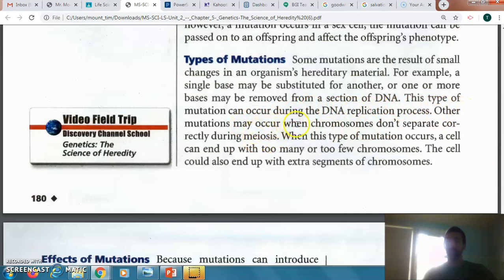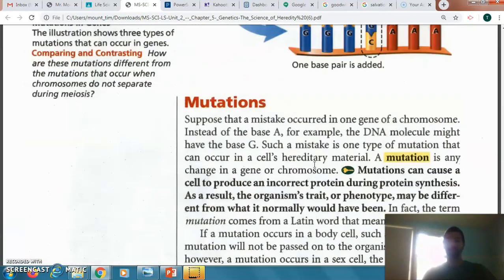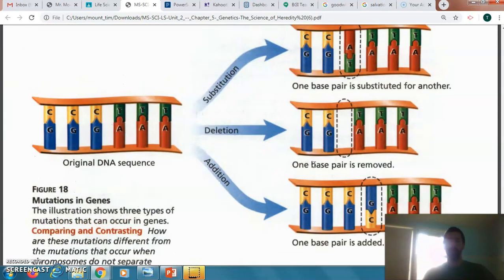Other mutations may occur when chromosomes don't separate correctly during meiosis. When this type of mutation occurs, a cell can end up with too many or too few chromosomes. The cell could also end up with extra segments of chromosomes. So I'll show you up here different types of mutations.